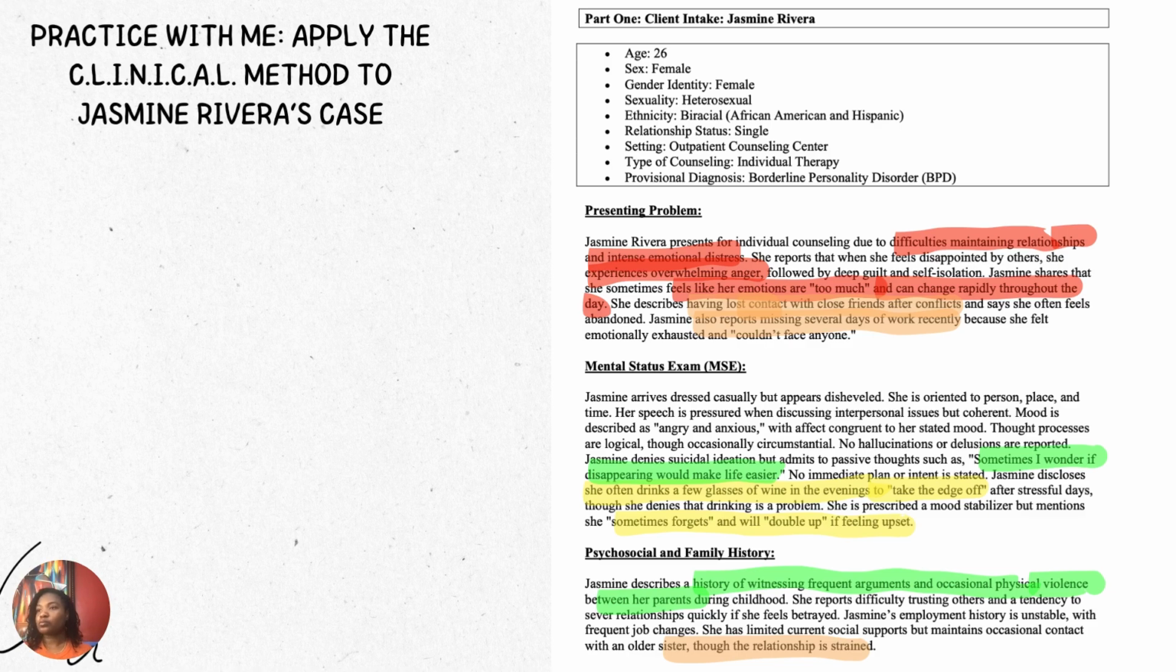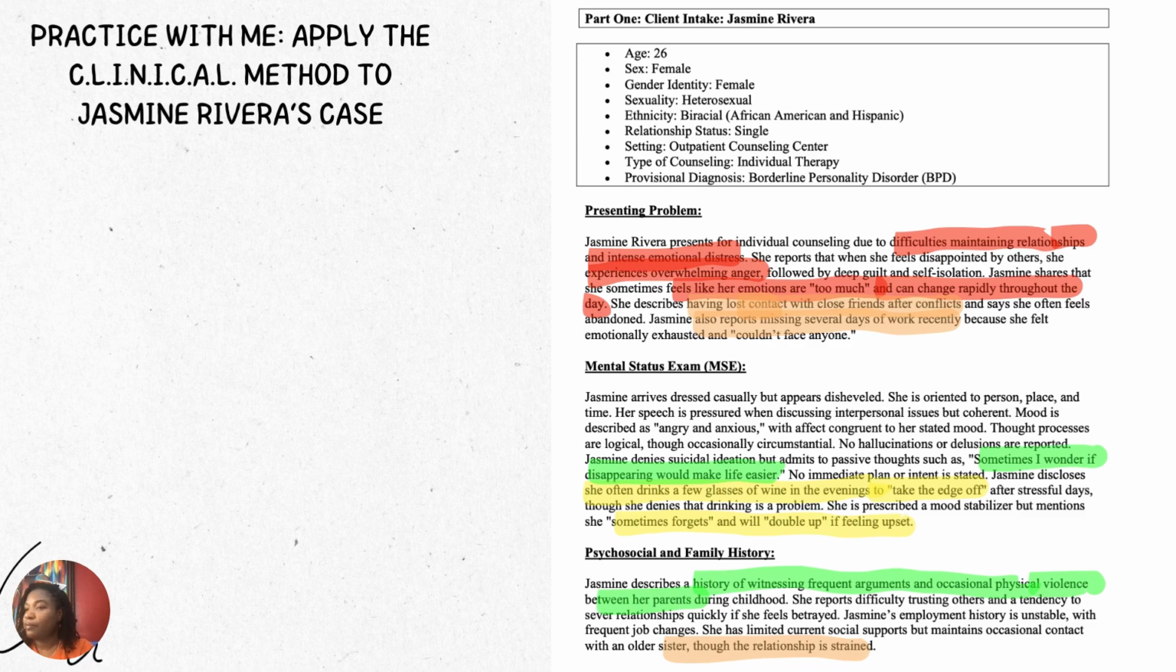Okay, so we have Jasmine, who presents for individual counseling due to difficulties maintaining relationships and intense emotional distress. She reports that when she feels disappointed by others, she experiences overwhelming anger followed by deep guilt and self-isolation. Jasmine shares that she sometimes feels like her emotions are too much and can change rapidly throughout the day. She described having lost contact with close friends after conflicts and says she often feels abandoned. She also reports missing several days of work recently because she felt emotionally exhausted and couldn't face anyone.